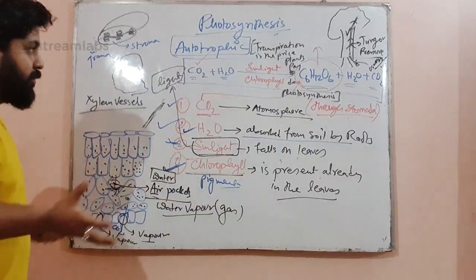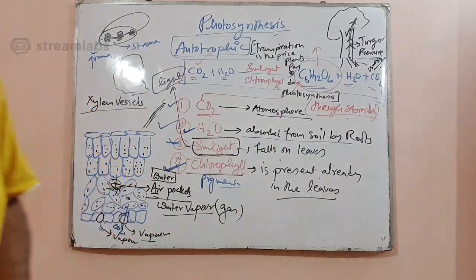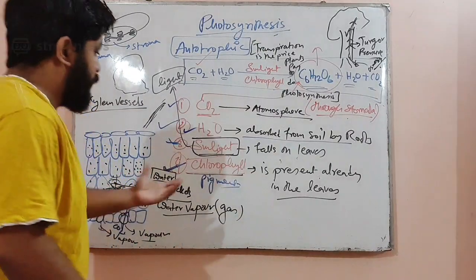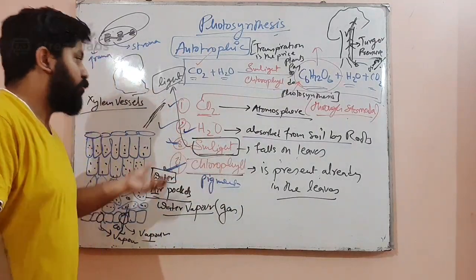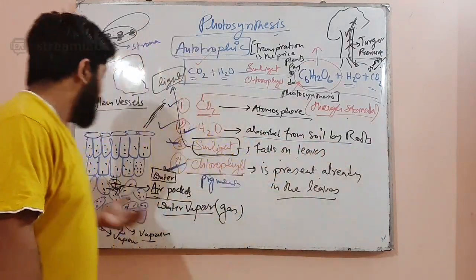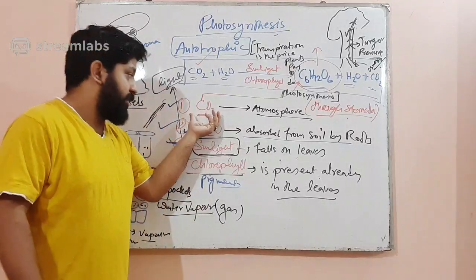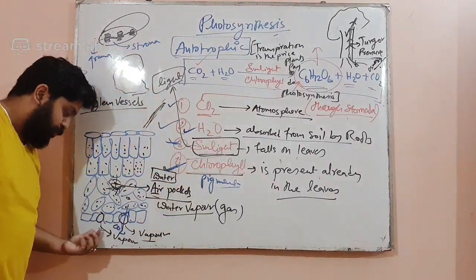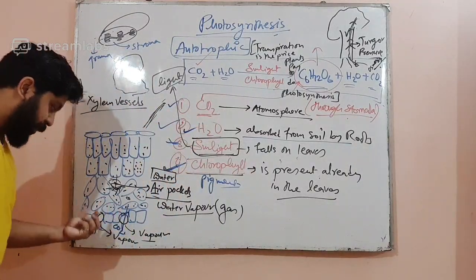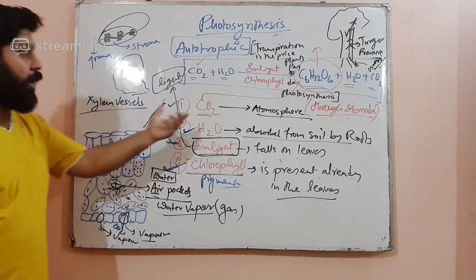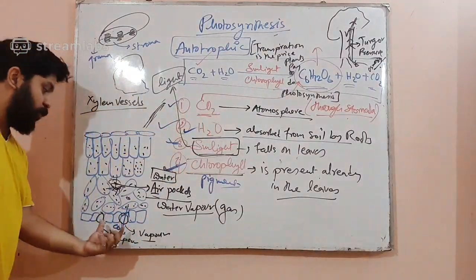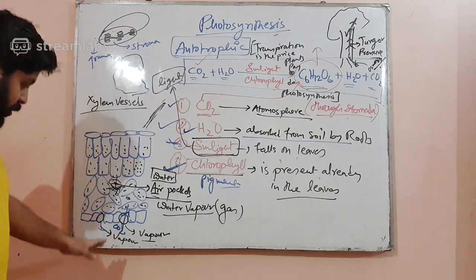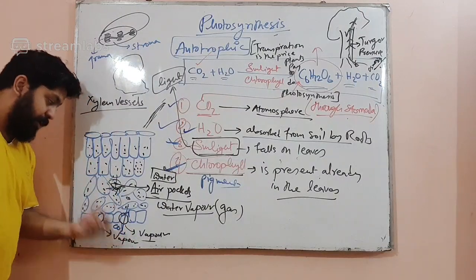Now I will discuss the structure of the stomata. We know where chlorophyll lies, we know that sunlight falls, we know how H2O goes to the leaves, we know the importance of CO2 and that the stomatal pore opens to take in the CO2. It opens during the day and because of which transpiration occurs, that we understand.